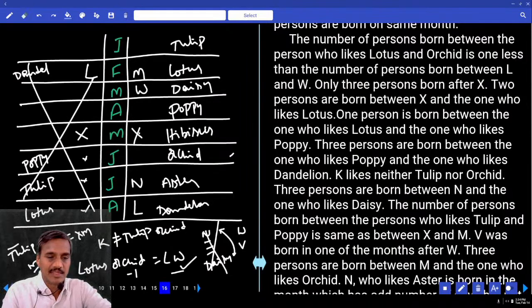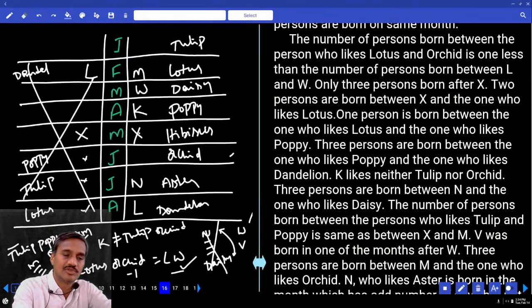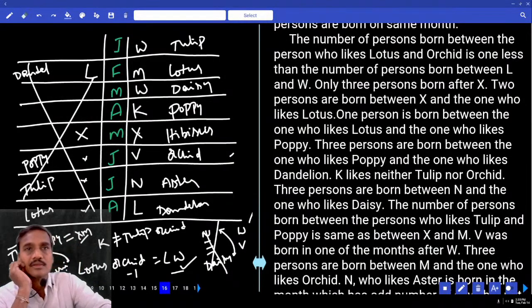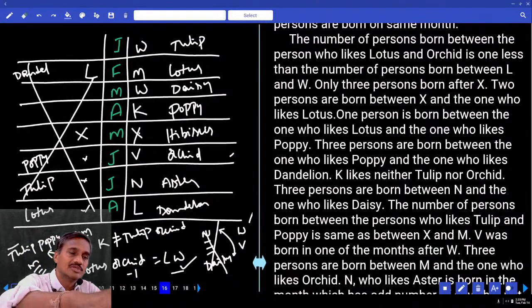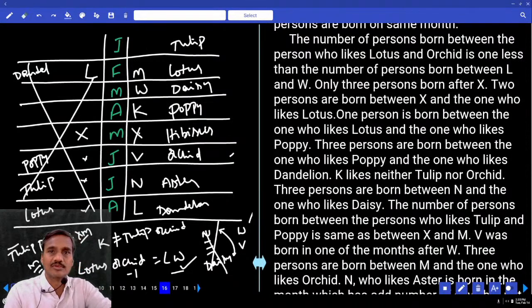And X and M are done, M and orchid are done. Now K likes neither tulip nor orchid. Hence K must be poppy. If K is here, we are left with the remaining 2. And W is always before V. W is here, V is at this place. W is before V. Hence W is already done. Now W is before V. Hence W is already here, V is here. W is before V. And who is the person after? O is the person after.